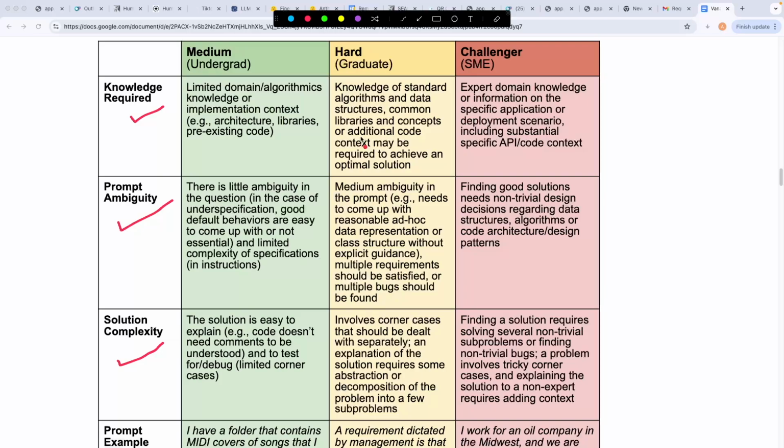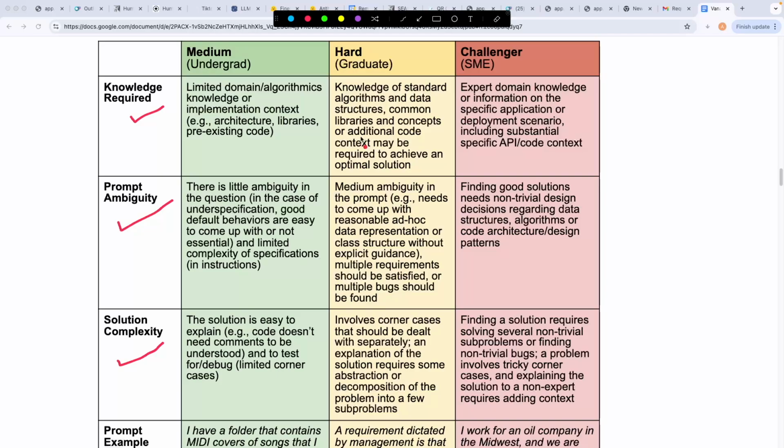So you require either a substantial amount of API or code context, or you require really expert level domain knowledge. For example, if you're building a deep neural network with certain transformers and attention mechanisms, etc., those would typically come under a challenger level query. So these are the differences based on the knowledge that is required. Let us discuss the prompt ambiguity part.